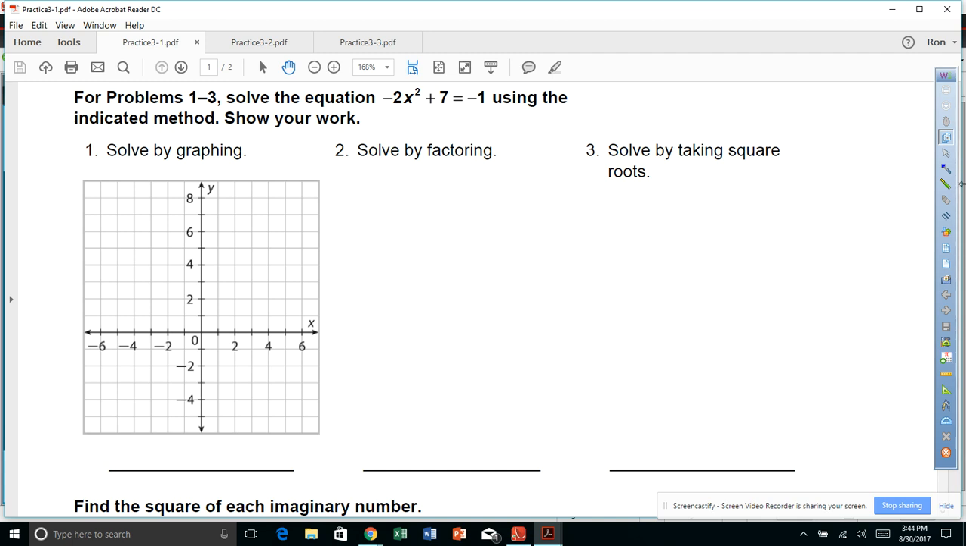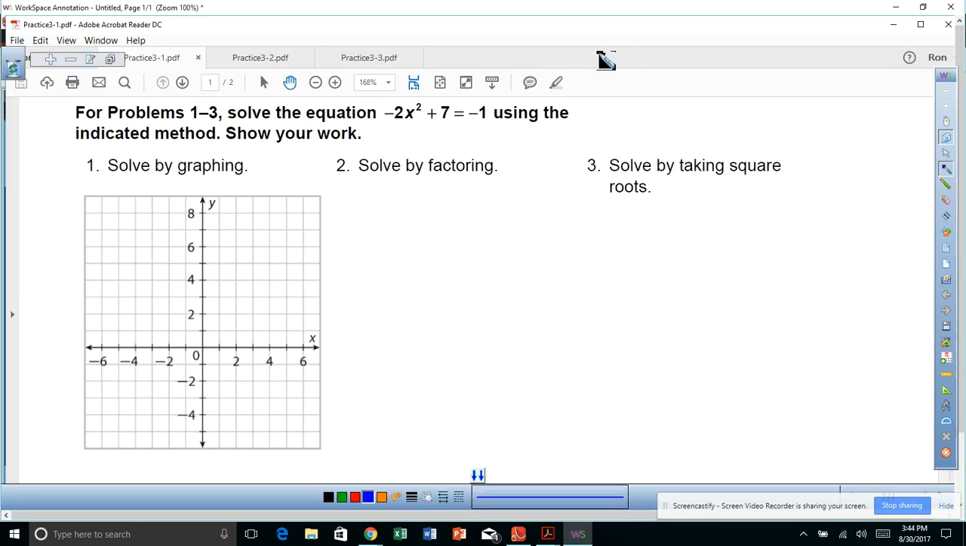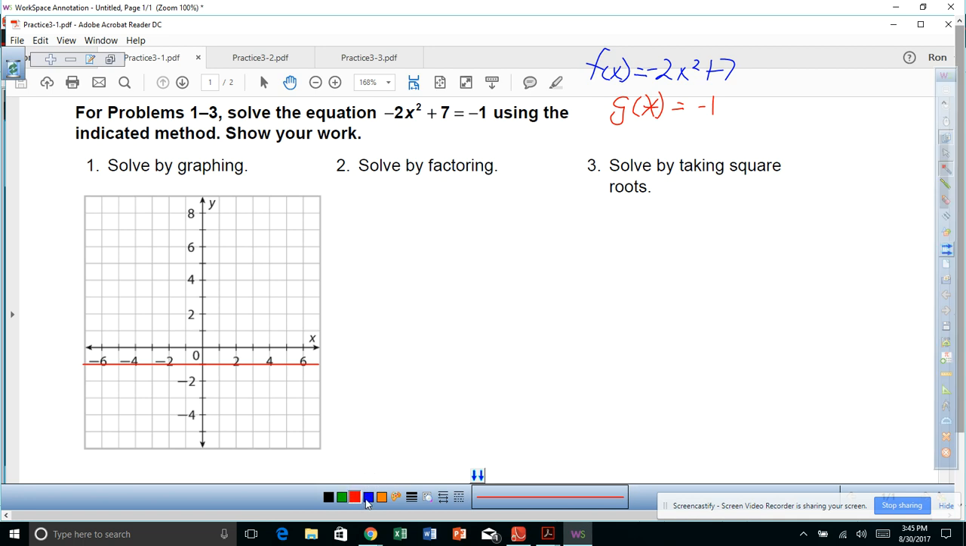So what we'll do first is we'll say f of x equals negative 2x squared plus 7, and we'll let g of x equal negative 1. So let's go ahead and plot that g of x. Negative 1 is right there. And now we'll plot f of x. You've got a plus 7, so we're going to be at 7 on it. And then it's going to be right here and right there.